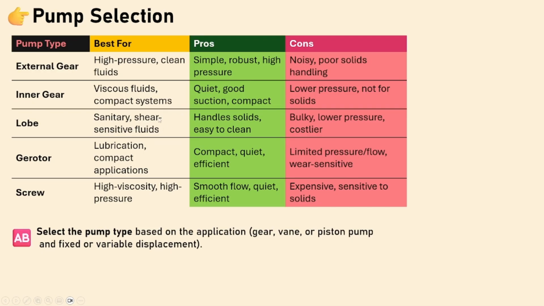They're sanitary and they can be used for things like cleaning fluids with slurries or solids in there, and they're very easy to clean themselves. However, they're bulky, they operate at lower pressures, and they can be costlier. Gerotor pumps are good for lubrication and compact applications, right? They're quiet, they're efficient, and they're compact, but they have very limited pressure and flow, and they wear down pretty quickly.